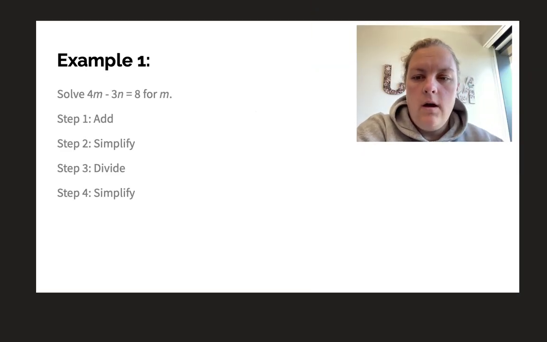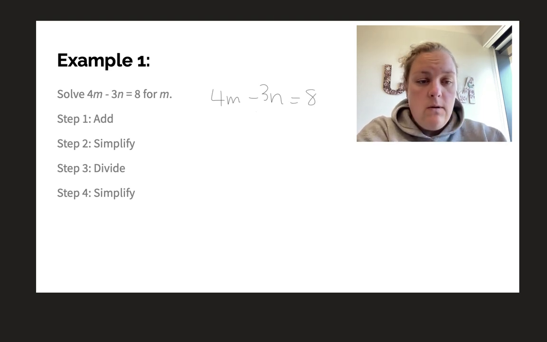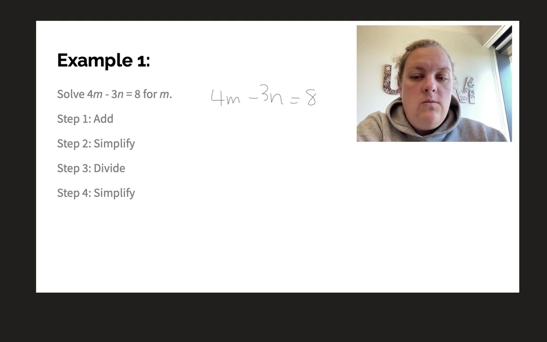Okay, we are going to work on solving this equation here: 4m minus 3n equals 8, and our goal is to solve it for m. So there are 4 steps that we are going to do when solving this. We're going to start with our original equation, 4m minus 3n equals 8. The first thing we want to do, just as when we are solving regular equations, is we want to isolate the m. So think about moving anything that is not attached to the m to the other side. So we are going to add 3n to both sides.